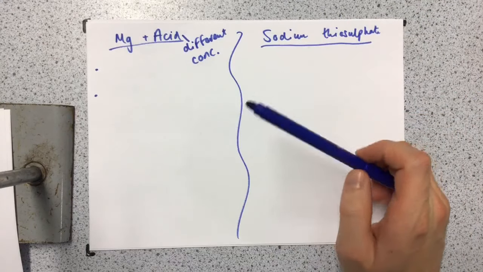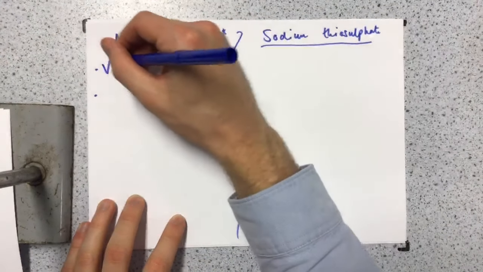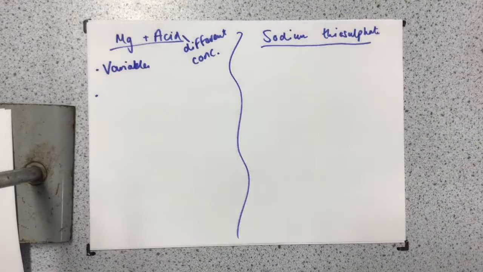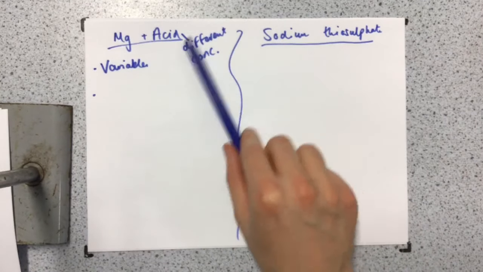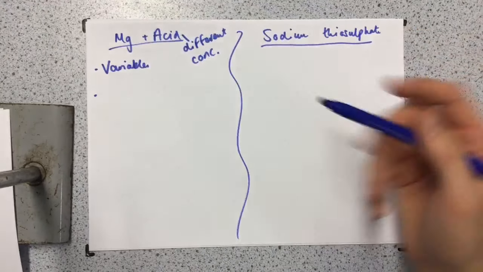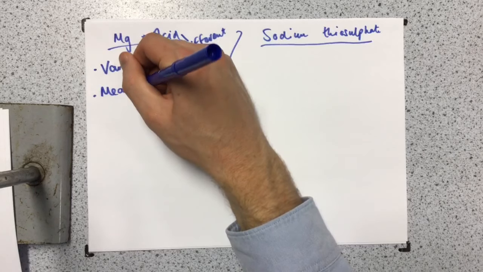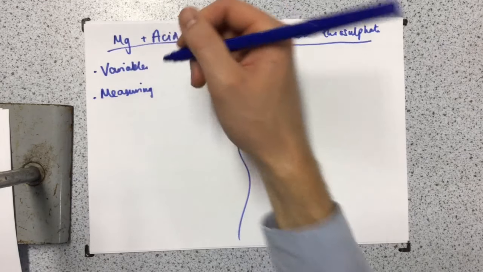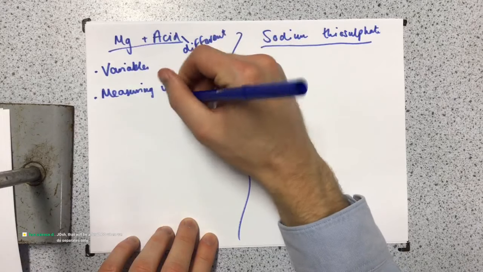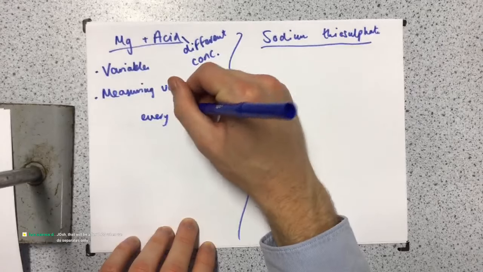We reacted it with magnesium. Now, this type of required practical, it's all around the variables. So the variables are something they could ask you about. So the independent variable, the thing we're changing, is the different concentrations of acid. What are we measuring? We're measuring the amount of gas. So measuring volume of gas every 10 seconds.